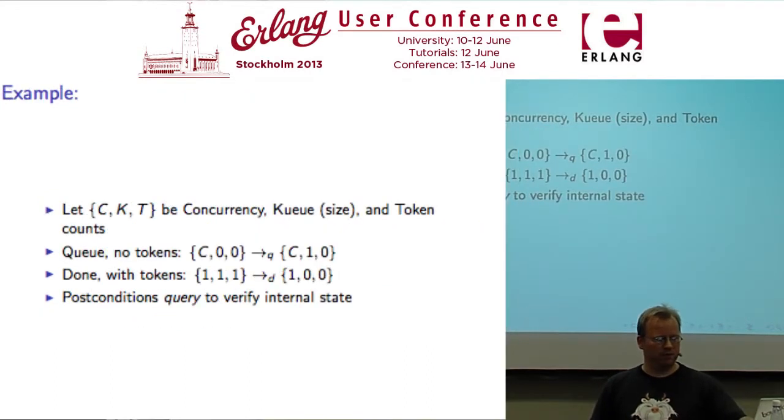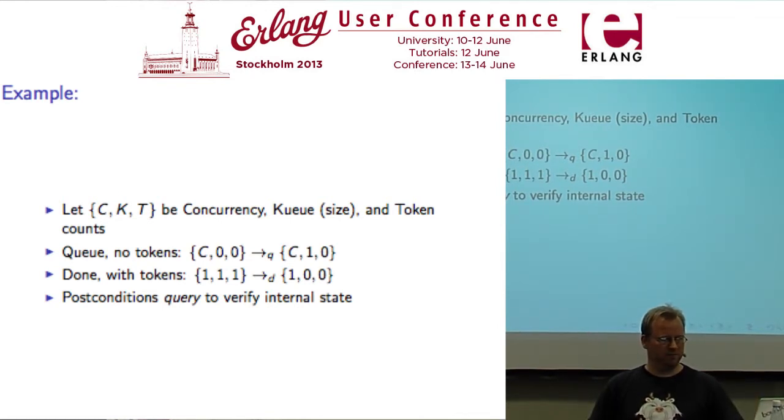So here's an example. C, K, and T is the concurrency count, which can be 0, 1, the queue size, which can be 0, 1, and the token count, that can be 0, 1. So one of the cases is this. There's a concurrency count we don't care about, and we are trying to queue a new packet, that's the queue here, and there's nothing in the queue and we have no tokens left. In that case, the only thing we can do is to queue the packet. So the transition for the model is, there's one thing in the queue, there's still no tokens left, and we do not do anything with the concurrency count, right?